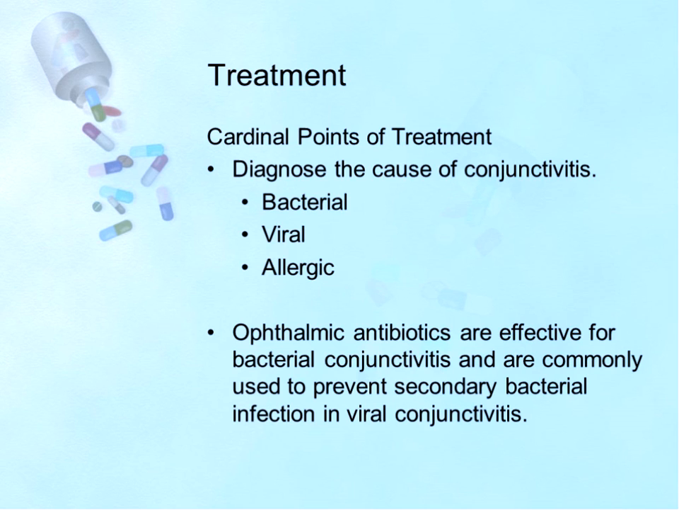So, cardinal points of treatment: you need to diagnose the cause of the conjunctivitis, whether it's bacterial, viral, or allergic. Ophthalmic antibiotics are only effective for bacterial conjunctivitis and are commonly used to prevent secondary bacterial infections in viral conjunctivitis. Effective treatment depends on an accurate diagnosis. Providers need to collect pertinent information and diagnose the problem. However, many problems require a referral to specialized care, such as an ophthalmologist.